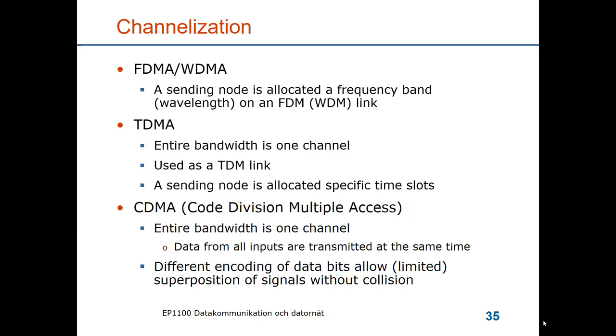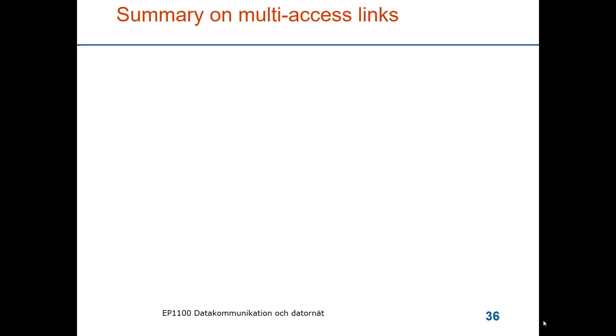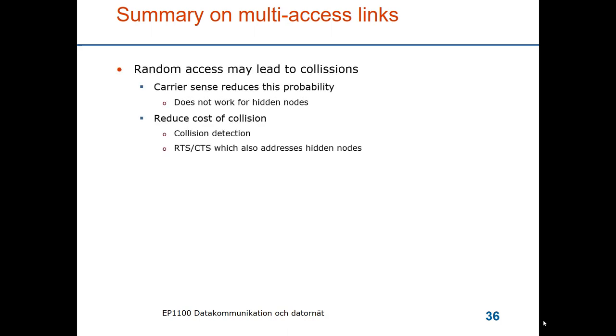So, summary on multi-access links. Random access may lead to collisions, so we use carrier sense to reduce that probability. But we have to be aware that it doesn't work for hidden nodes. We can reduce the cost of collision by collision detection or by using the RTS/CTS, which also works for hidden nodes. Because if a collision occurs on the medium, it's on the RTS, and this is the shortest frame time, and therefore we minimize the cost in time of a collision.